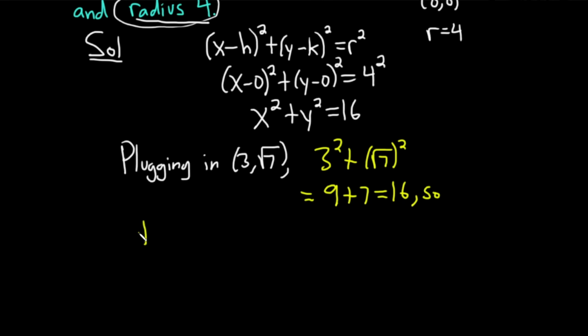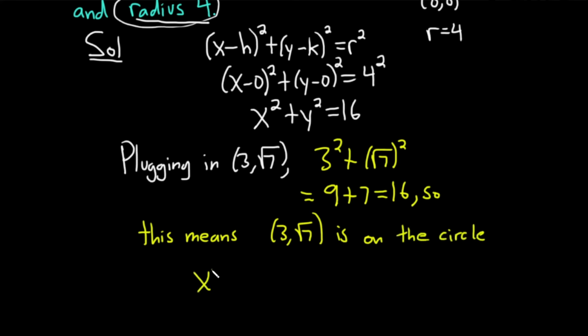So this means exactly what it means. It's important to understand what it means. (3, the square root of 7) is on the circle. Just being really, really clear here, hopefully. x squared plus y squared equals 16. That's what it means, okay?